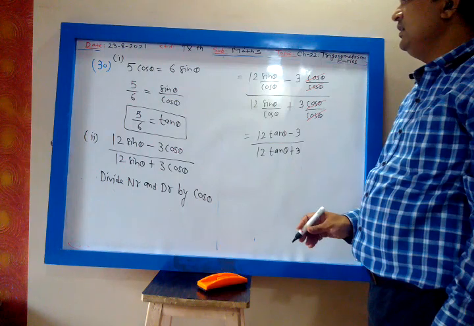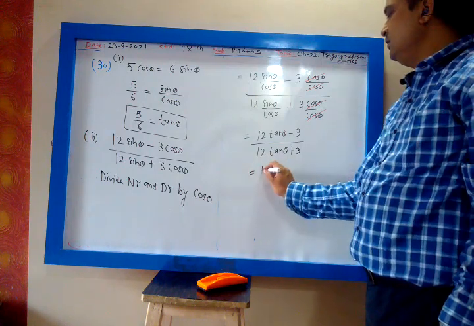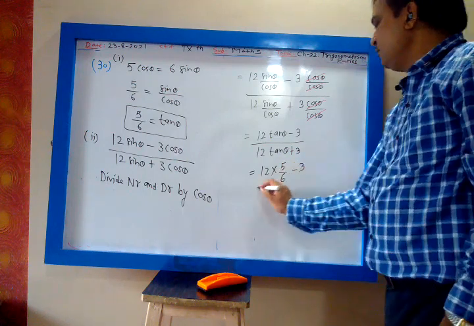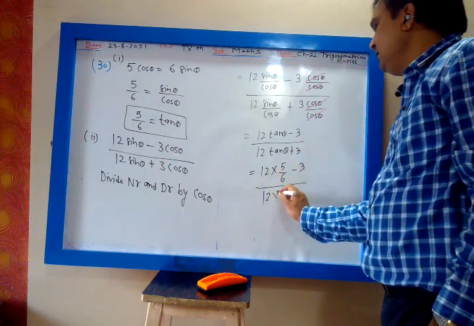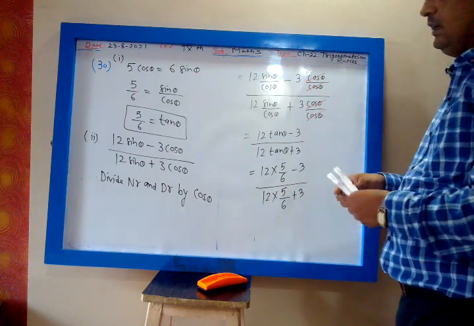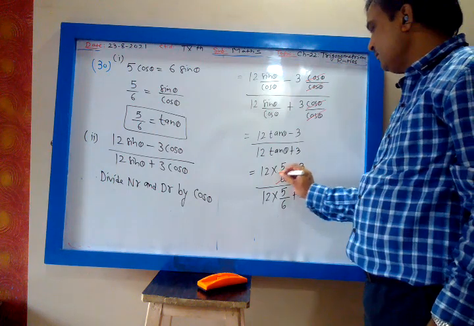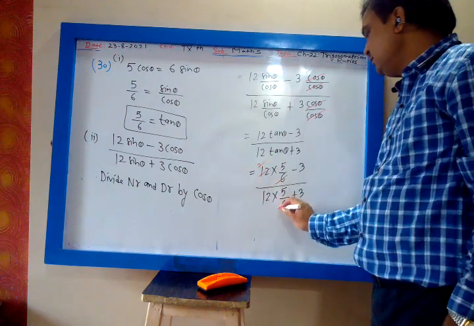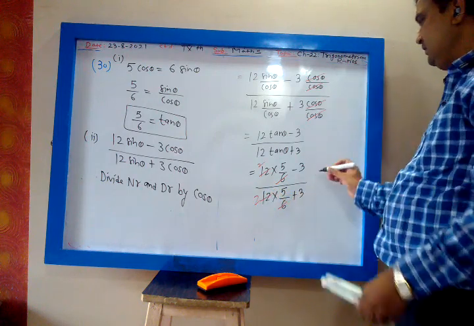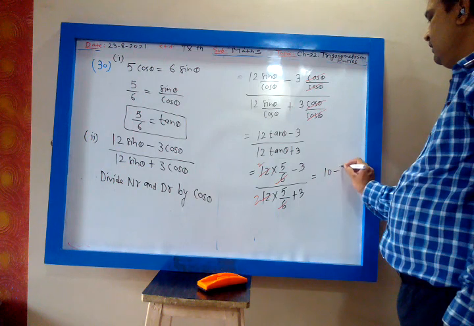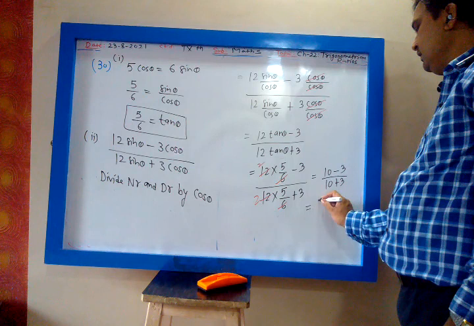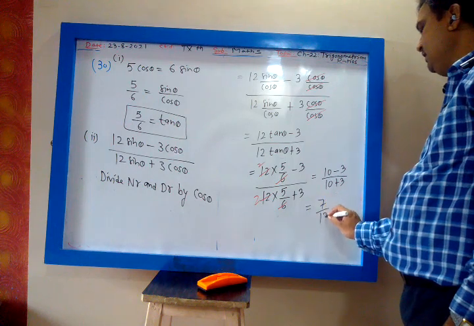Put the value of tan theta. Tan theta is 5 by 6. So 12 into 5 by 6 minus 3 upon 12 into 5 by 6 plus 3. You can cancel: 6 twos are 12, so 2 into 5 is 10. So the answer will be 10 minus 3 upon 10 plus 3. 10 minus 3 is 7, upon 13.